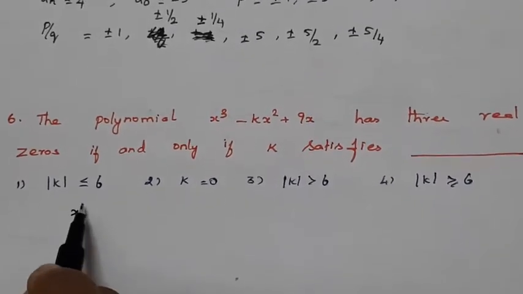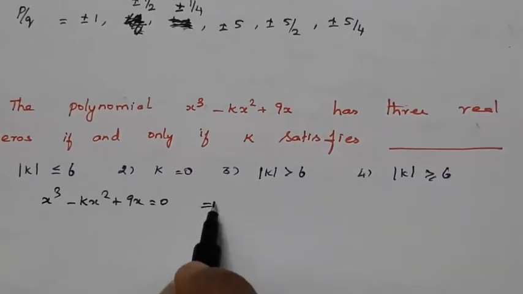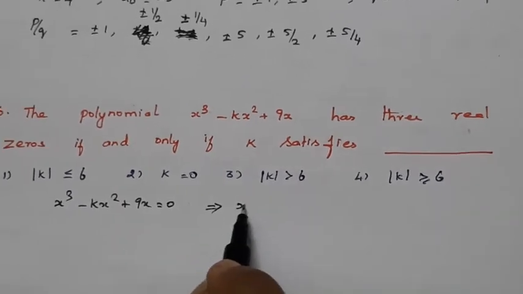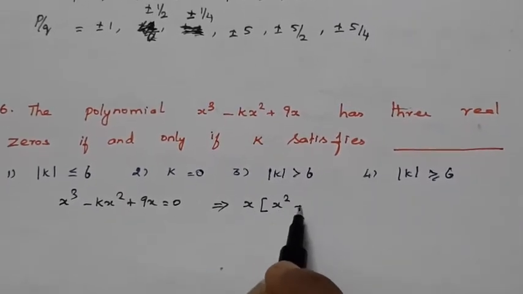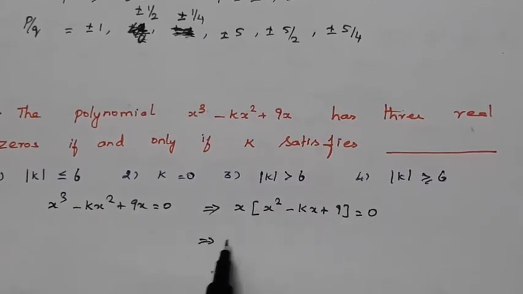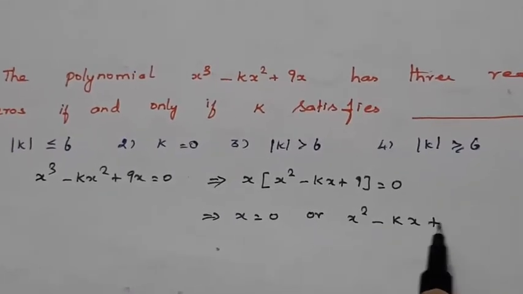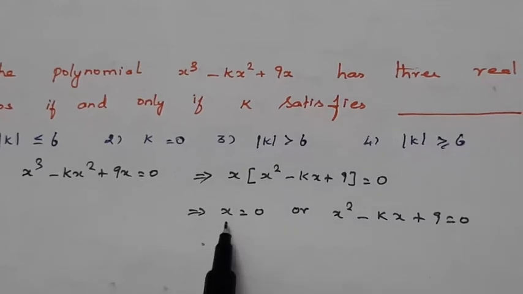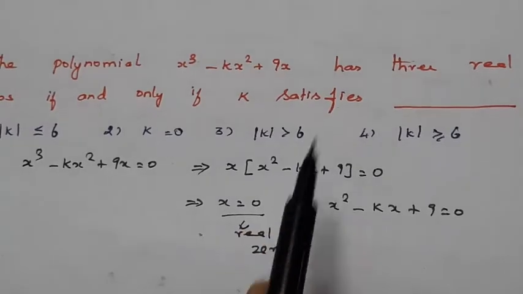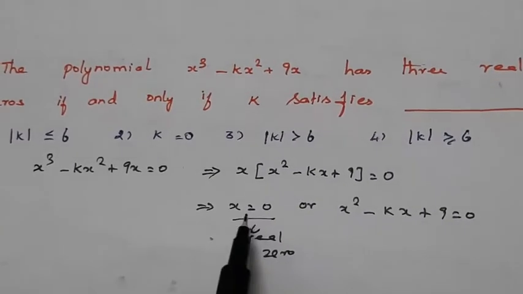So, x cube minus k x squared plus 9x is equal to 0. You can factorize this. There is no constant, so by taking x common outside, it will be x squared minus kx plus 9 equal to 0. This implies that either x is equal to 0 or x squared minus kx plus 9 equal to 0. So, x is equal to 0 is a real zero. One real root of the polynomial is 0.